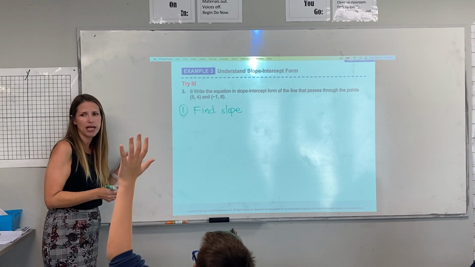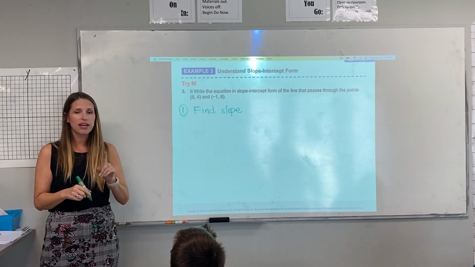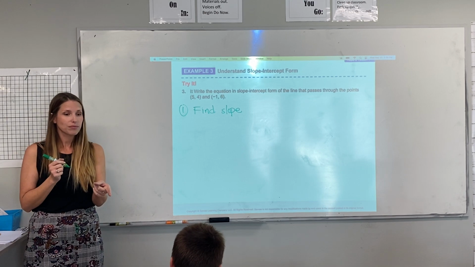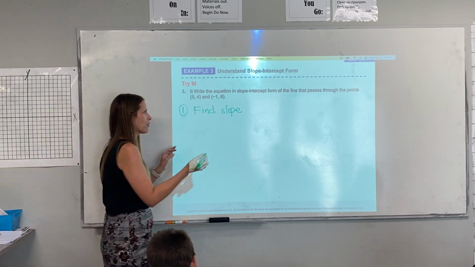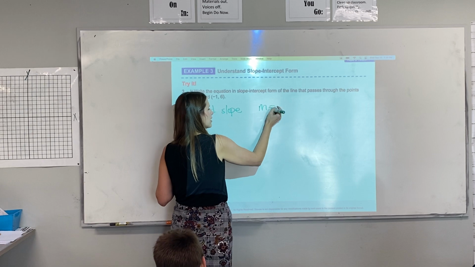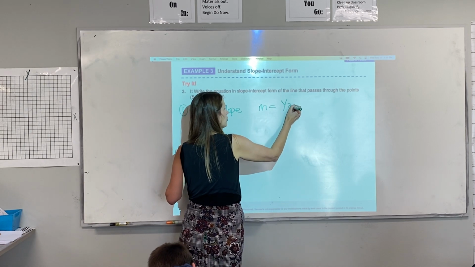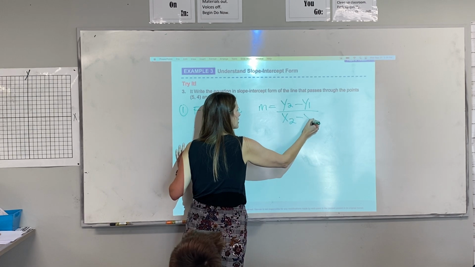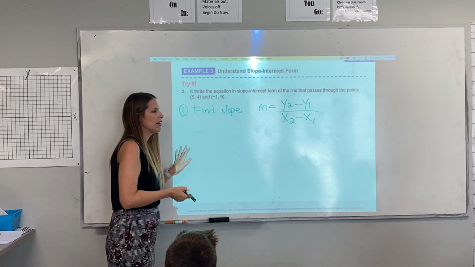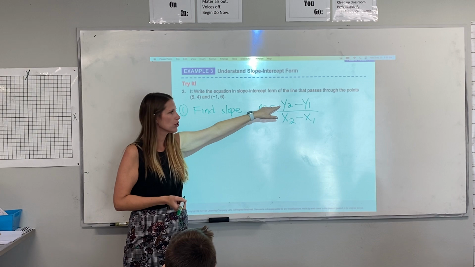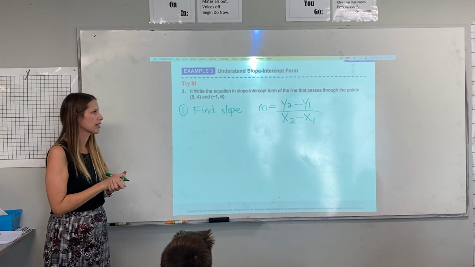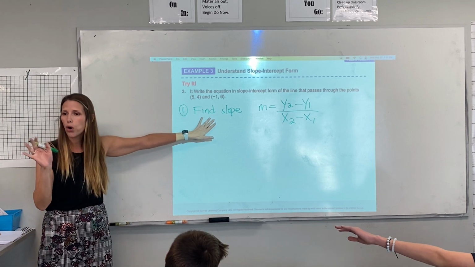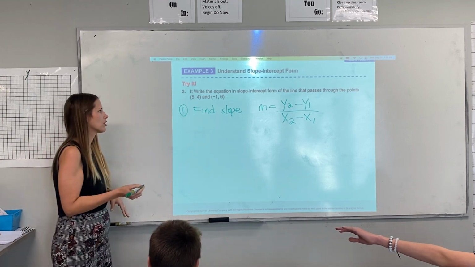If you didn't get this down yesterday, make sure you're getting it down now. Find the slope using what? Y2 minus y1. Yes, using the slope formula: slope equals y2 minus y1 over x2 minus x1. The difference of your y values over the difference of your x values, right? Are we going to do this right this second? No, we're just going over the steps. You can do this on your own.